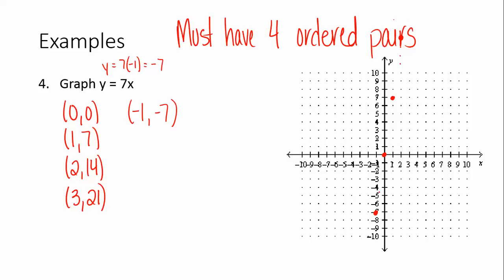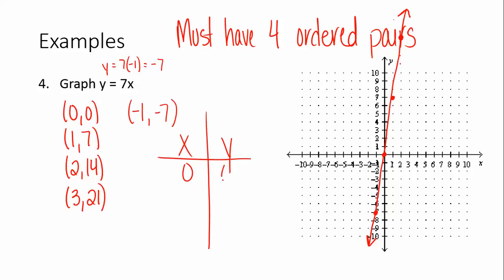And now you can see our line through the ordered pairs that we've graphed using solutions or by making a table. Some of you may have recognized this idea as plugging in a 0, output is a 0. Plugging in a 1, output is a 7. Plugging in a 2, output is 14. Plugging in 3, output is 21. And plugging in that negative 1 gave us negative 7.